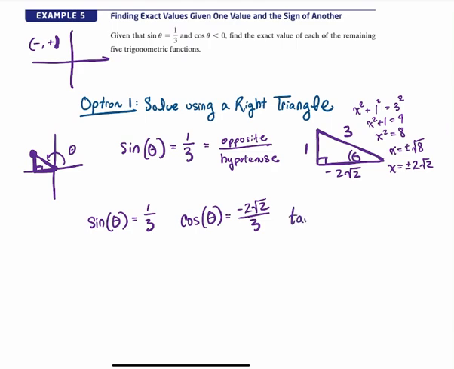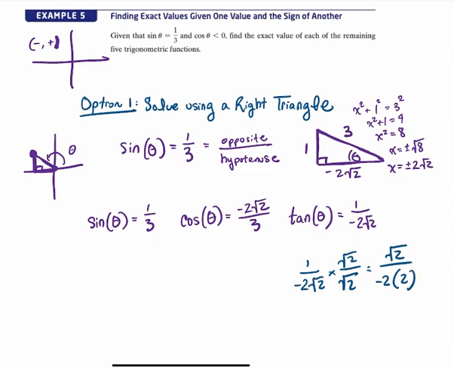The tangent is opposite over adjacent, so 1 over negative 2 root 2. I would think about rationalizing this. 1 over negative 2 root 2, I would multiply by root 2 over root 2. That would give me root 2 over negative 2 times 2, or we could say negative root 2 over 4. So that's what I will put here. Negative root 2 over 4.